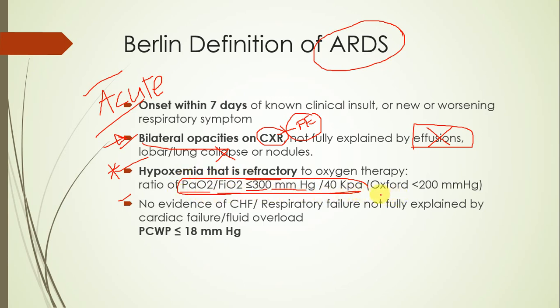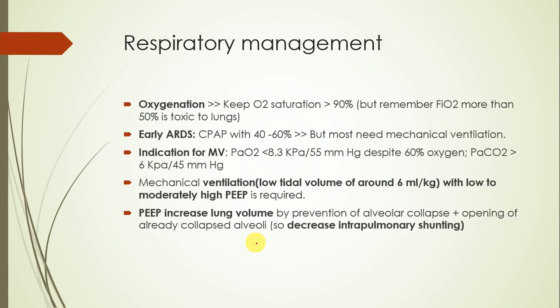But the Oxford Handbook of Medicine mentions that it should be less than 200 millimeter mercury. So the Berlin definition is, I think, a broader definition, which also includes the pre-ARDS patients, I suppose. So they are trying to categorize the patient from a very early stage. And obviously, the patient shouldn't have any evidence of heart failure. And the best evidence is pulmonary capillary wedge pressure lower than 18 millimeter mercury.